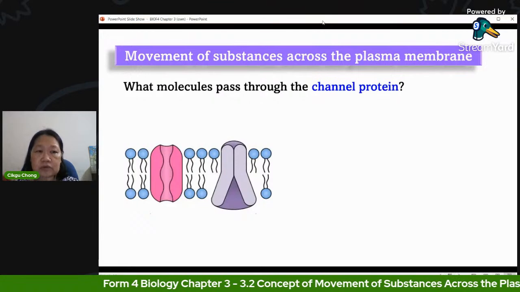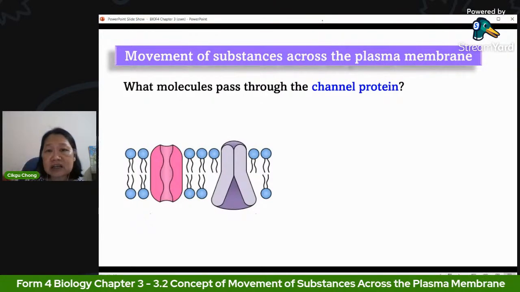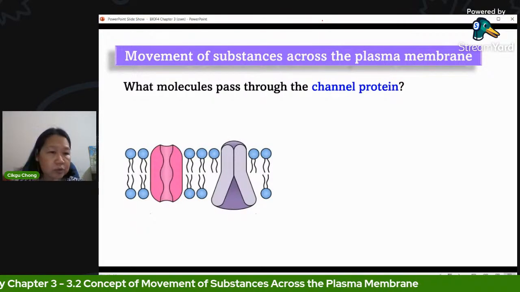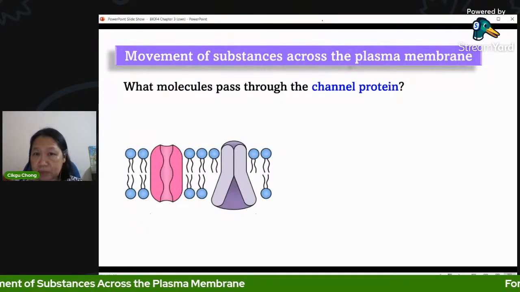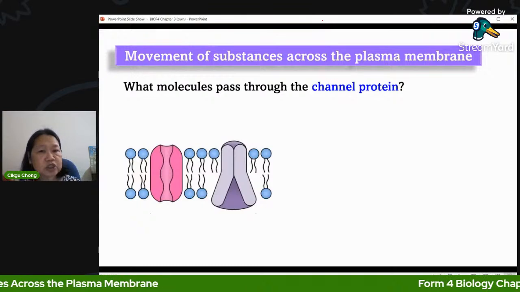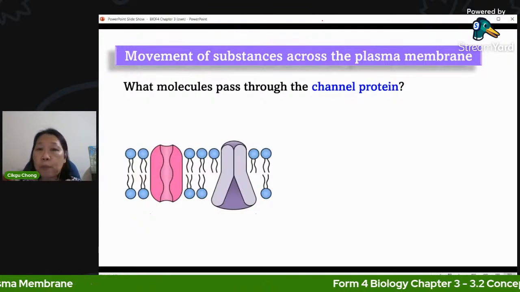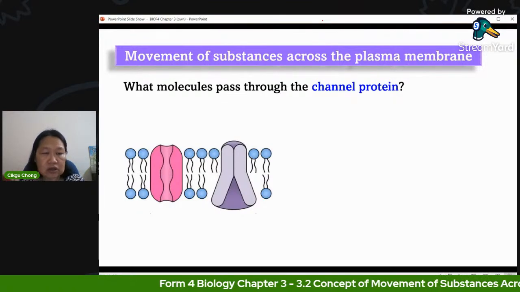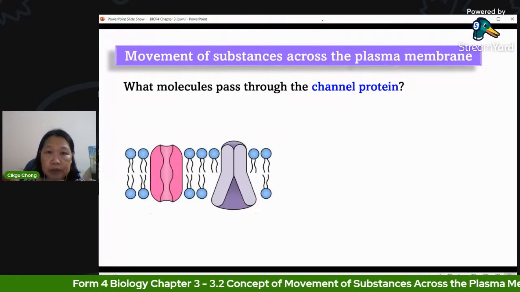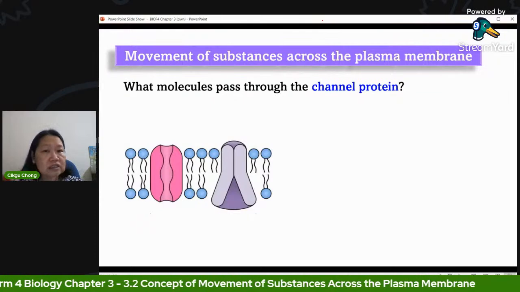Now you must know how to recognize the channel protein. The channel protein, you can see in this diagram, is the one on the left, the one that is colored pink. The reason is because channel protein will always have an open pore. The pore does not change in shape. So the one on the left, you can see the pore is always open. So that is the channel protein.